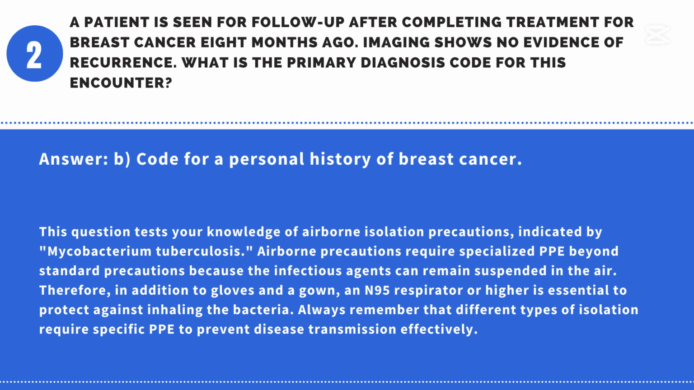A personal history code indicates that the patient has had the condition in the past but is currently free of it and not receiving treatment for it. This is crucial for tracking patient history without implying active disease.